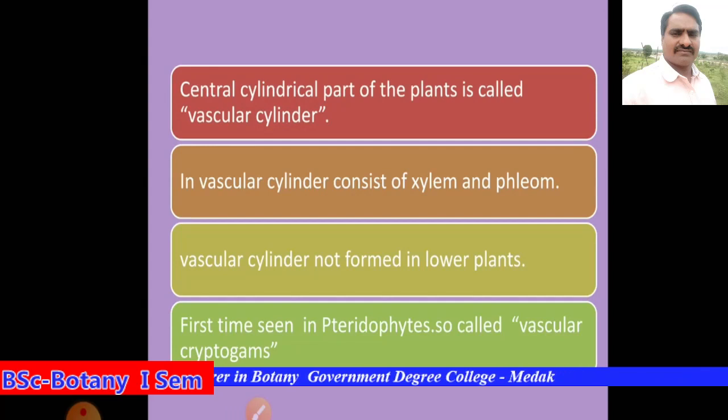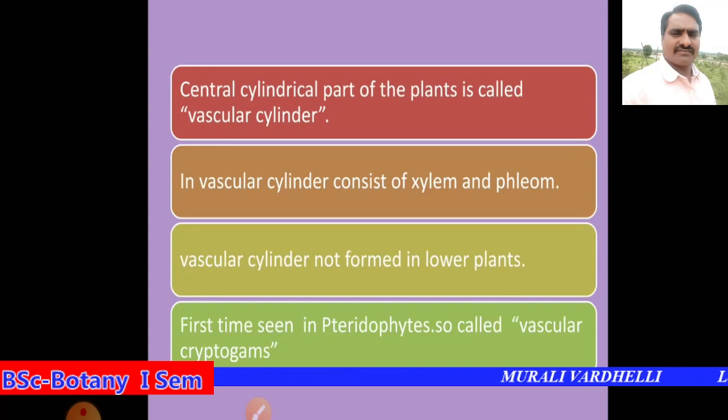Actually, this vascular cylinder is not found in lower plants like Thallophyta and Bryophyta. In Thallophyta and Bryophyta, the whole parenchymatous tissue is used for transfusion of food materials and water.